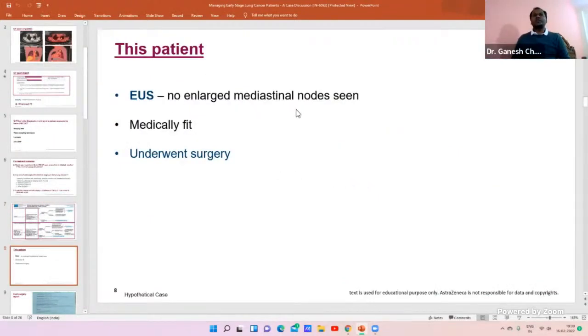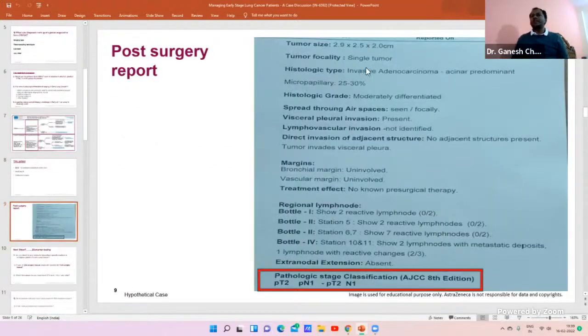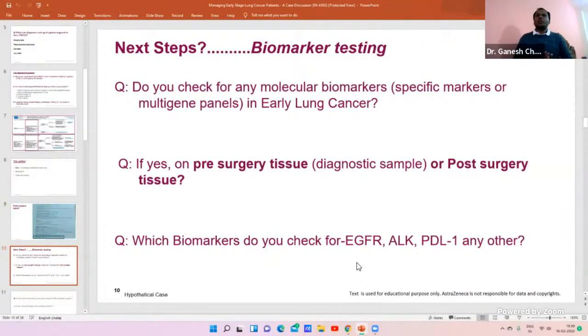Here, endoscopic ultrasound was done, no enlarged mediastinal node, medically fit, underwent surgery. The tumor size is 2.9 x 2.5 x 2. This is a T1 lesion, but there is visceral pleura involvement. Because of the visceral pleura involvement, it is upstaged to T2, and there is lymph node involvement, so a T2N1 lesion. Do you check any molecular biomarkers upfront in early lung cancer?